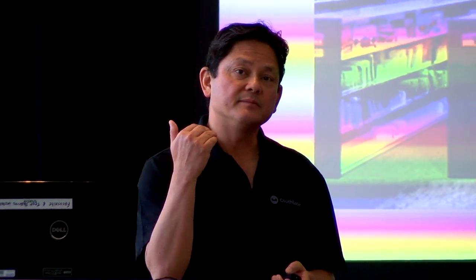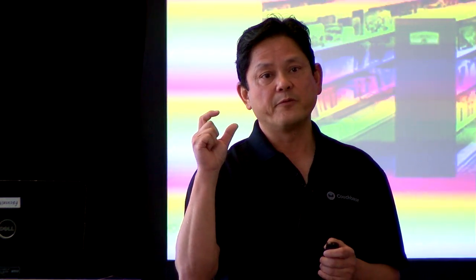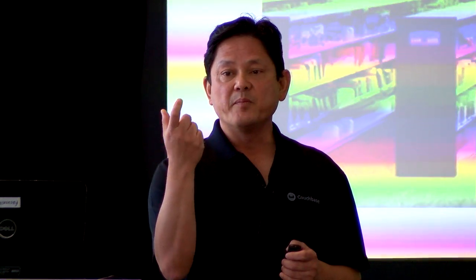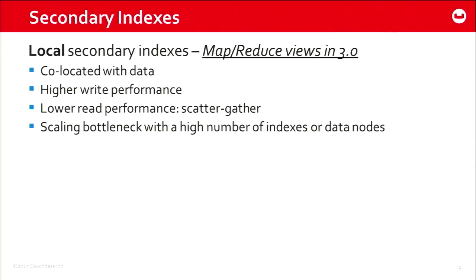I won't go over primary indexes because most of you are familiar with the primary index provided by Couchbase. Basically it allows you to read from a document key, map it to the bucket, to the server that contains it, and quickly retrieve the object in sub-millisecond. Let me spend some time on secondary indexes.